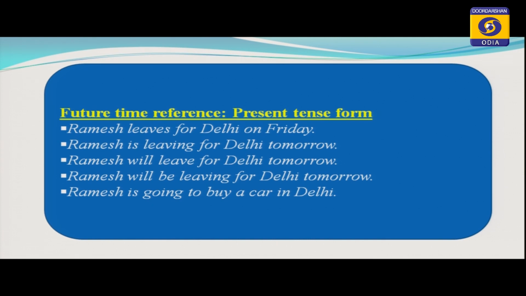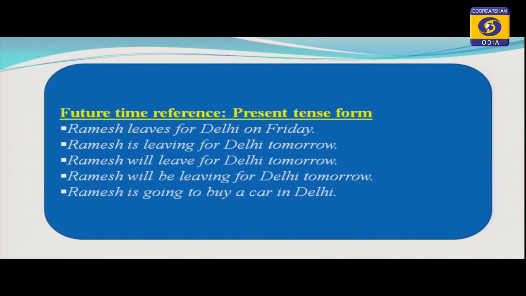Ramesh is leaving for Delhi tomorrow. Is leaving, that is in present progressive. Ramesh will leave for Delhi tomorrow. There is the modal use of will. It refers to future time. Ramesh will be leaving for Delhi tomorrow. Again, there is the use of auxiliary and modal will be. And so it refers to future time.